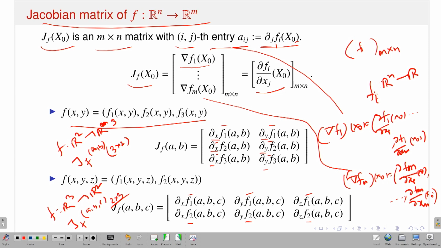Column comes from the R3. R3 means it will have 3 independent variables x, y, z. I mean del f1 del x, del f1 del y, del f1 del z. Similarly, in that second row, del f2 del x, del f2 del y, del f2 del z at the point ABC. So, therefore, if my function is differentiable, I will have the matrix representation of the total derivative, and that is called the Jacobian matrix, and that can be written in terms of the partial derivatives of the component functions.